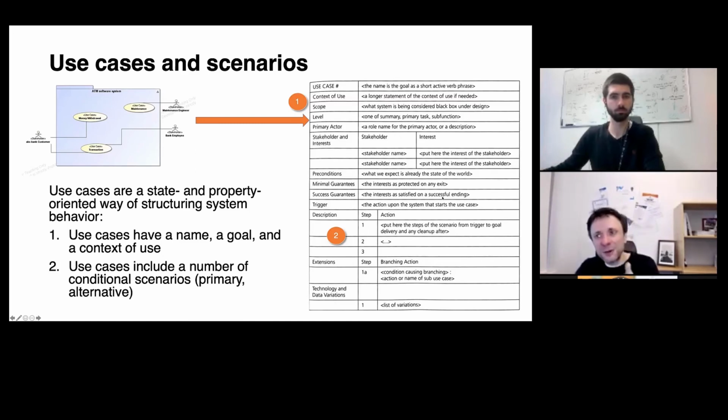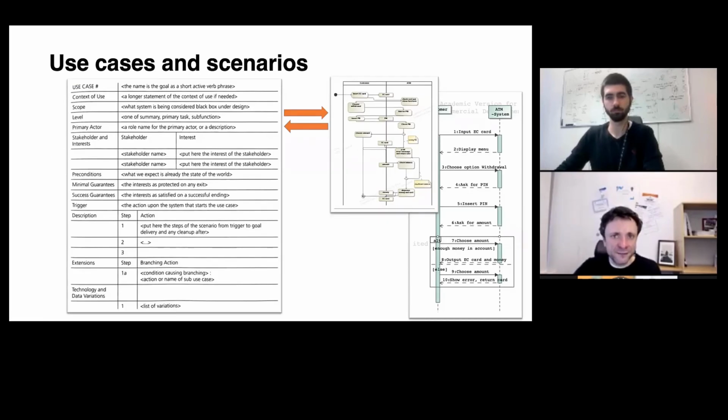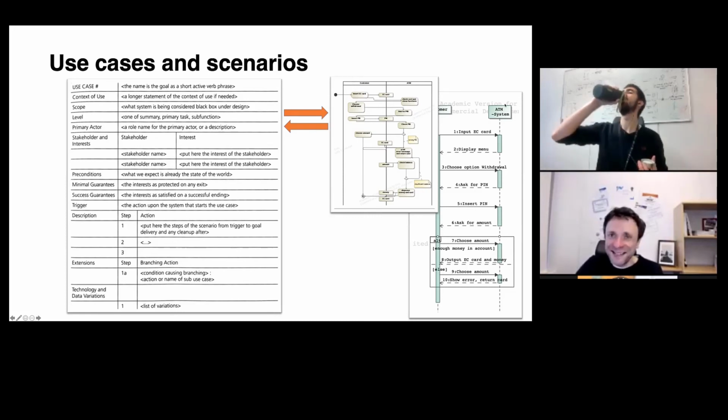Now let's talk about use cases and scenarios again, but taking a different perspective. What you see on the left side is a use case following this natural language description using a template. On the right side, you see different models that serve the purpose of visualizing the very same interaction scenarios. You see it in the form of a UML activity diagram, or the other one would be an MSC, a message sequence chart. So all these three things describe the same. And yet they are different.